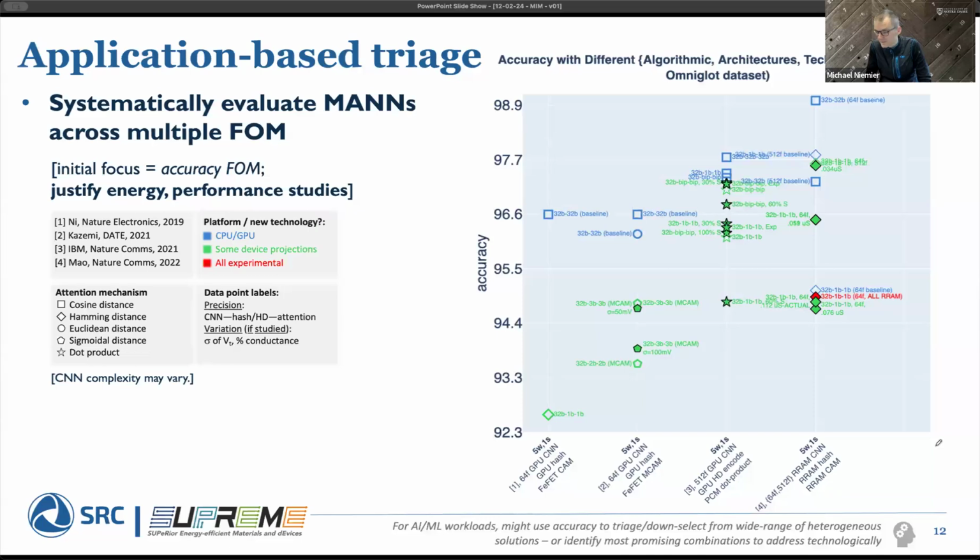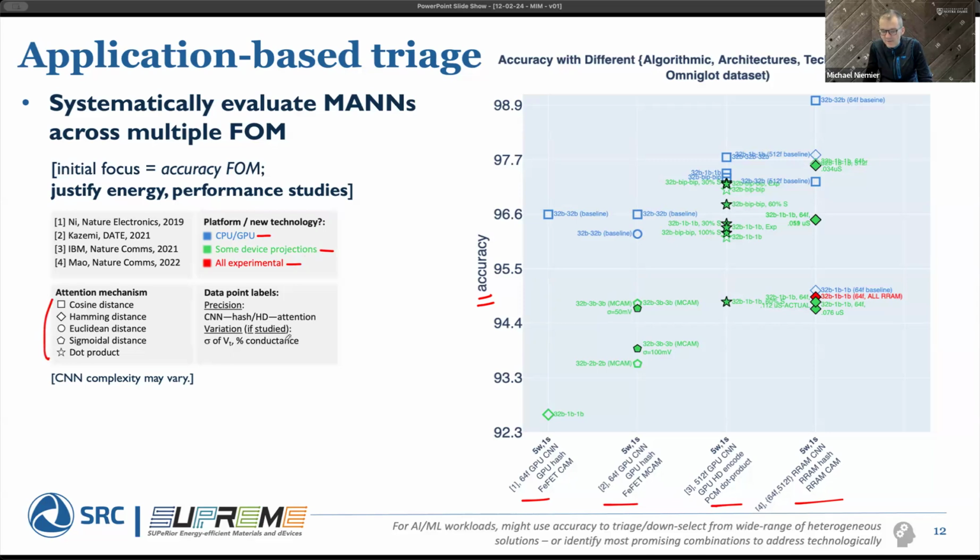So this chart, there's a lot going on here, and I'll try to explain it piece by piece. What I try to do is use accuracy as an initial first filter for whether or not a technology-enabled solution might be good. This is again the four approaches that you saw on the previous slide on the x-axis, and then the classification accuracy for a given problem is on the y-axis. The colors represent: blue is the pure CMOS CPU/GPU solution. Green incorporates some technology. You might still be doing the encoding on a GPU, but maybe you're doing the matching with an FeFET associative memory. And red is all experimental.